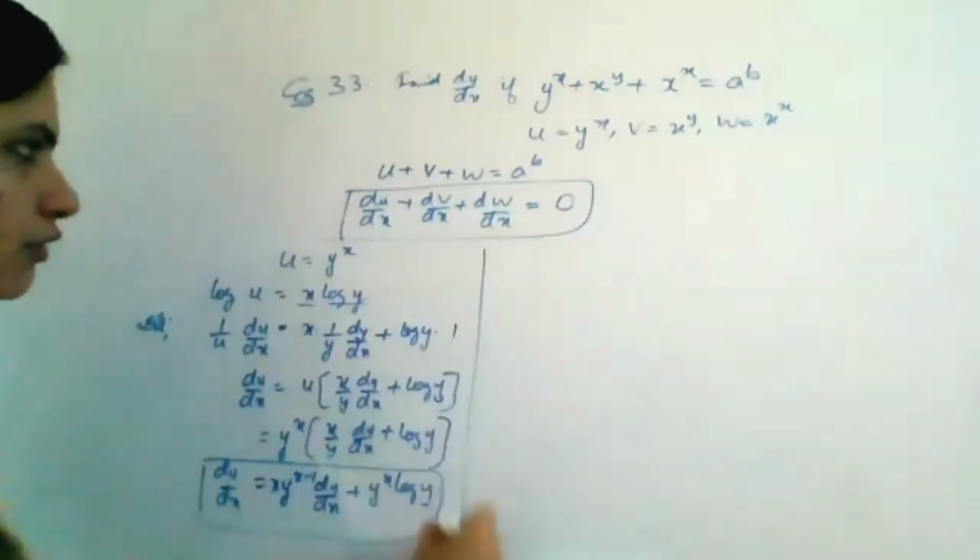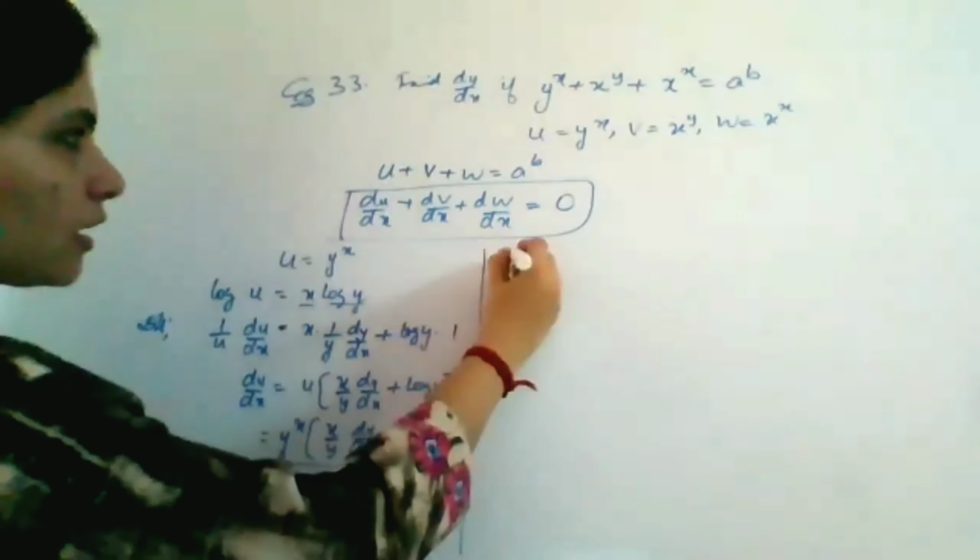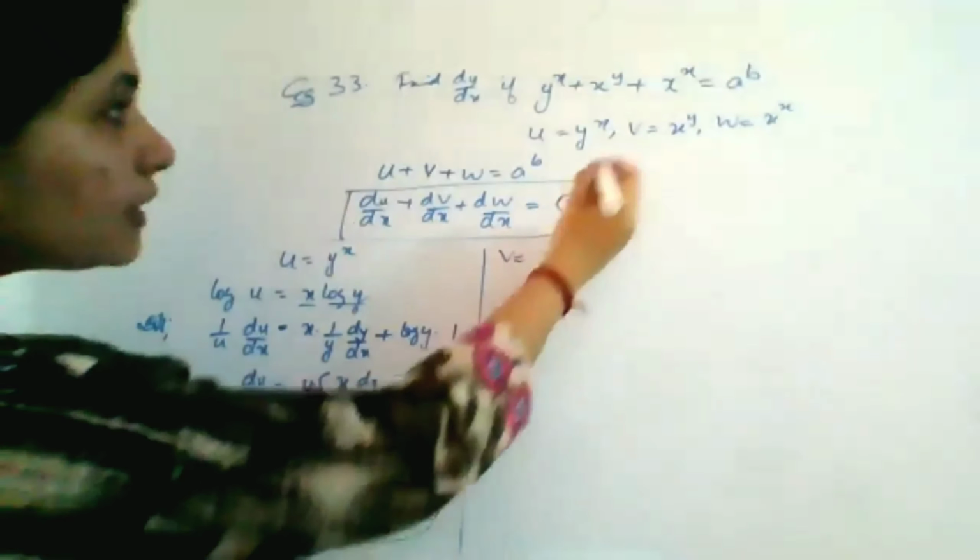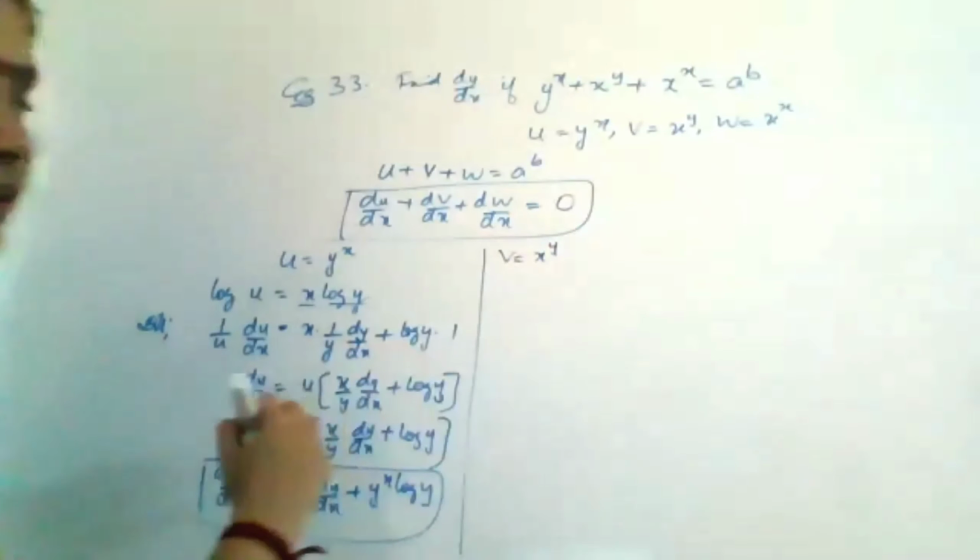The next one is you have to find out what is dv by dx. So for that, we will take v as v is equal to x raised to y.